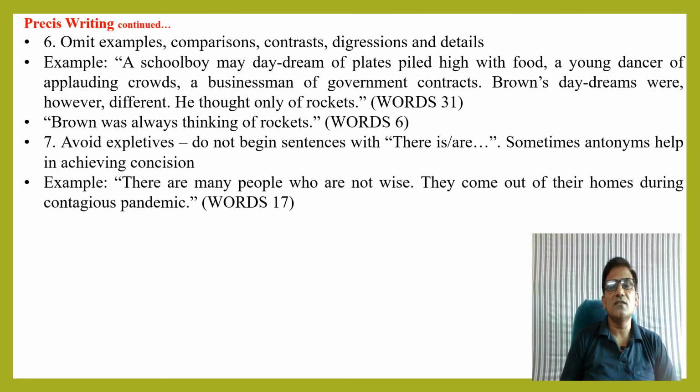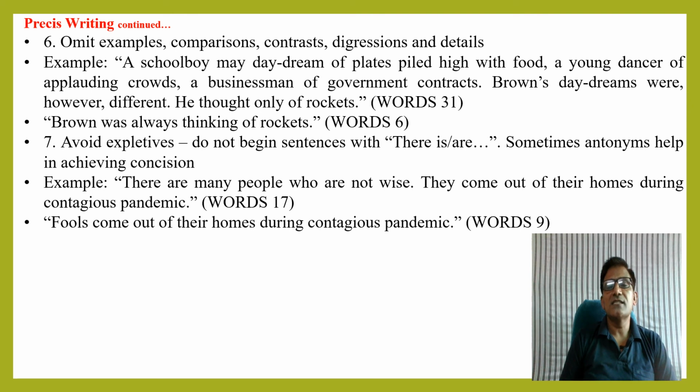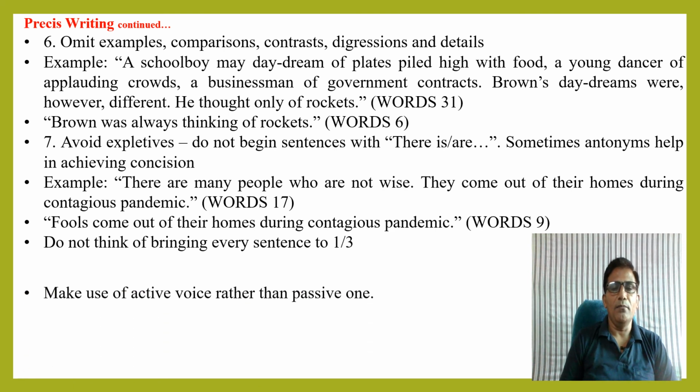These two sentences have 17 words, and let's replace them. Now I have replaced not wise with fools. Fools come out of their homes during contagious pandemic. 17 words have been reduced to 9. Do not think of bringing every sentence to one third. This I have already asserted. Do not try to make every sentence one third of it. It is not possible. It is not desirable.